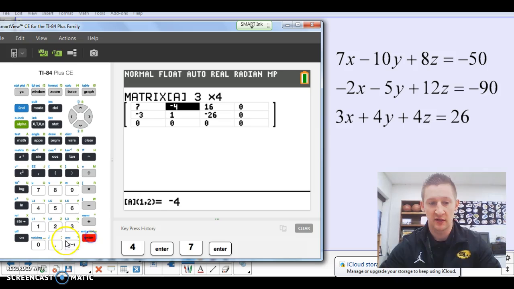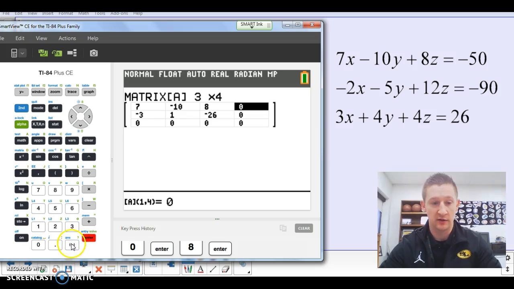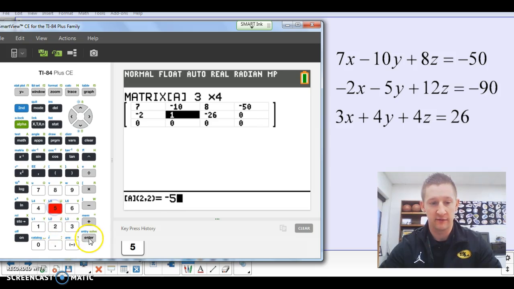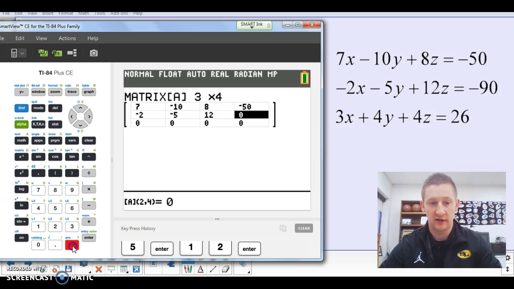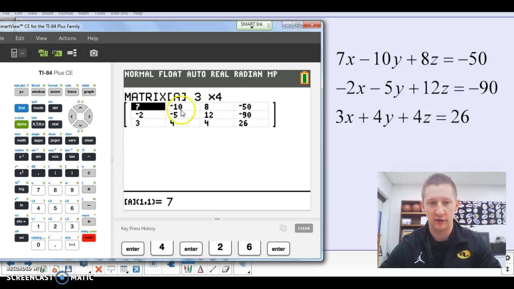So 7, -10, and 8. Now, if you were missing a term, if there was like no z term here, then I'd have a 0 there to hold its place within my matrix. Okay, just as an FYI. And -50. Next row is -2, -5, +12, -90. And the next one we've got 3, 4, 4, 26. Got all my numbers entered. Again, you just got to be careful, make sure they're all entered in correctly. I'm rushing just to get it done, but this looks pretty good.